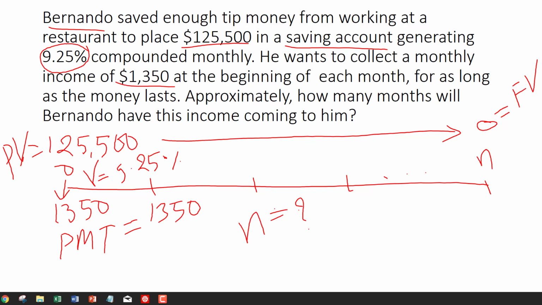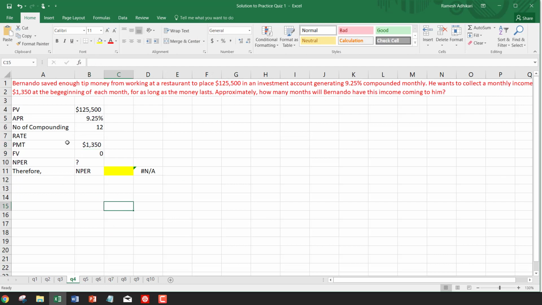Let's do this in Excel. So in this Excel file, I have listed all the information given. The present value is 125,500. The APR is 9.25%, and this is monthly compounding. Therefore, the number of compounding periods per year is 12. So we need to find the rate first. Keep this in mind. Again, the rate always equals your APR over how many times the interest is compounded per year. So that's going to be our rate, and the payment is 1,350, and at the end of the period the future value is going to be 0.